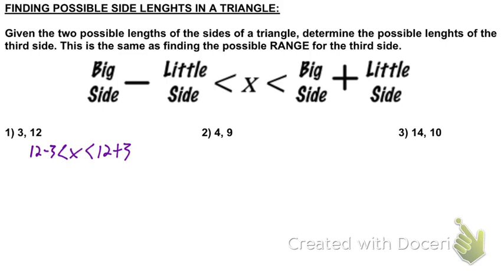So you say, well, 12 minus 3, that's 9. That's less than x, which is less than 12 plus 3, 15. So x is somewhere between 9 and 15. So that third side can be anywhere between those two numbers. And then this is actually just our answer. It has to be between those two side lengths, because we're just finding the range. We have no other information to know specifically what the other side length has to be. We just know it has to be in this range.